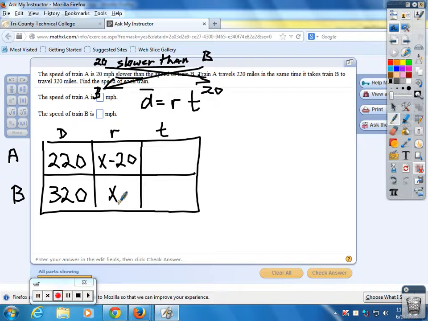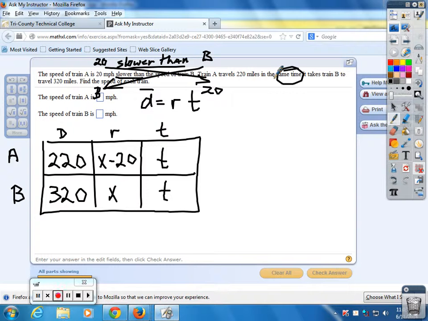And what is T? Well, they really haven't given you anything about T, have they? That's the same time, right? Now, what does that mean? That means you're going to set them equal to what? Each other.